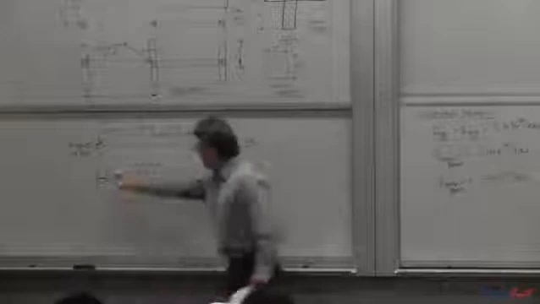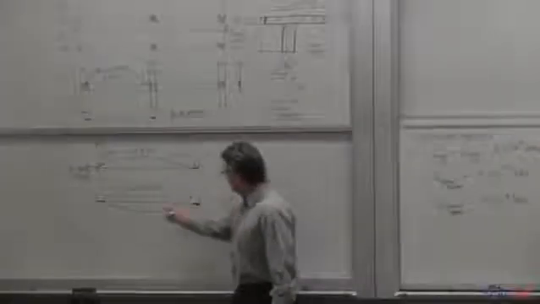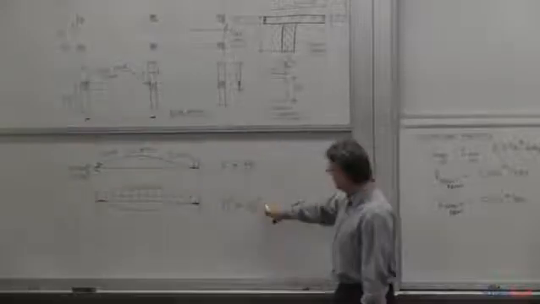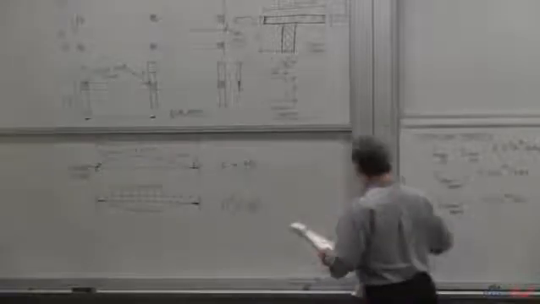Same thing with fixed end moments. I can put a uniform load on this beam, but the fact that the two ends have a 1 foot infinite rigid section will change this. So it's not WL squared over 12 anymore. It's WL squared over something else.